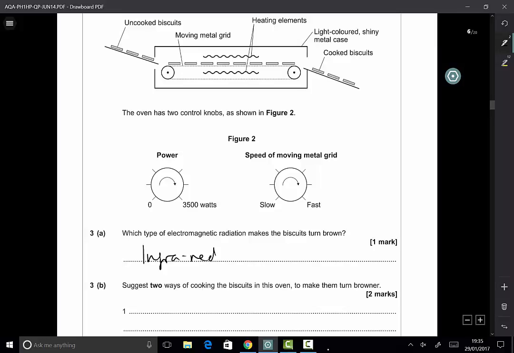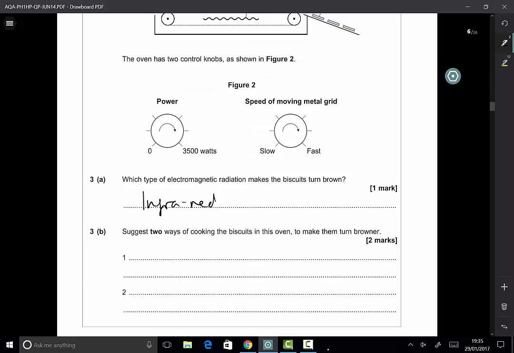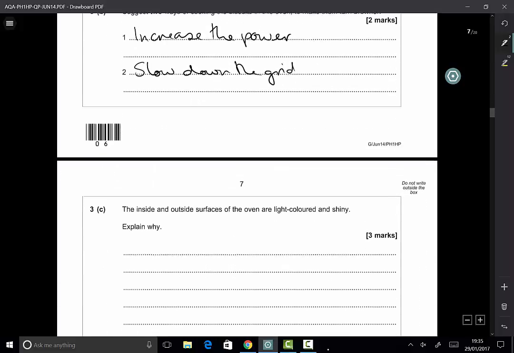Okay, suggest 2 ways of cooking the biscuits in the oven to make them turn browner. We've been shown that there are 2 dials on this oven. So first of all, power. How are we going to make them turn browner? We're going to increase the power. Our other dial, the speed of the metal grid. So if we want them to be in with the heating elements for longer, we need our grid to be going slower. And that's all you need to say for those 2 marks. It's just asking us to suggest, not to explain.